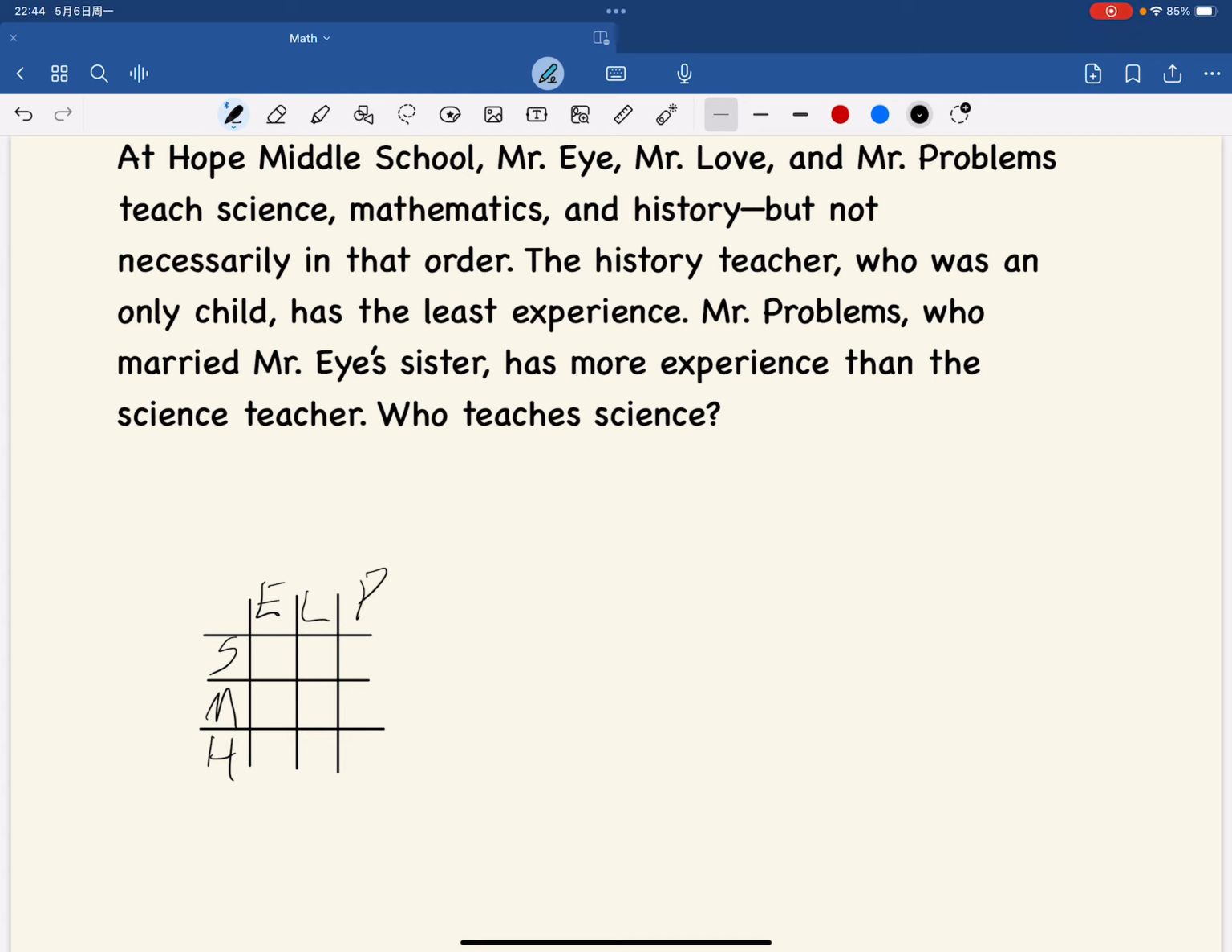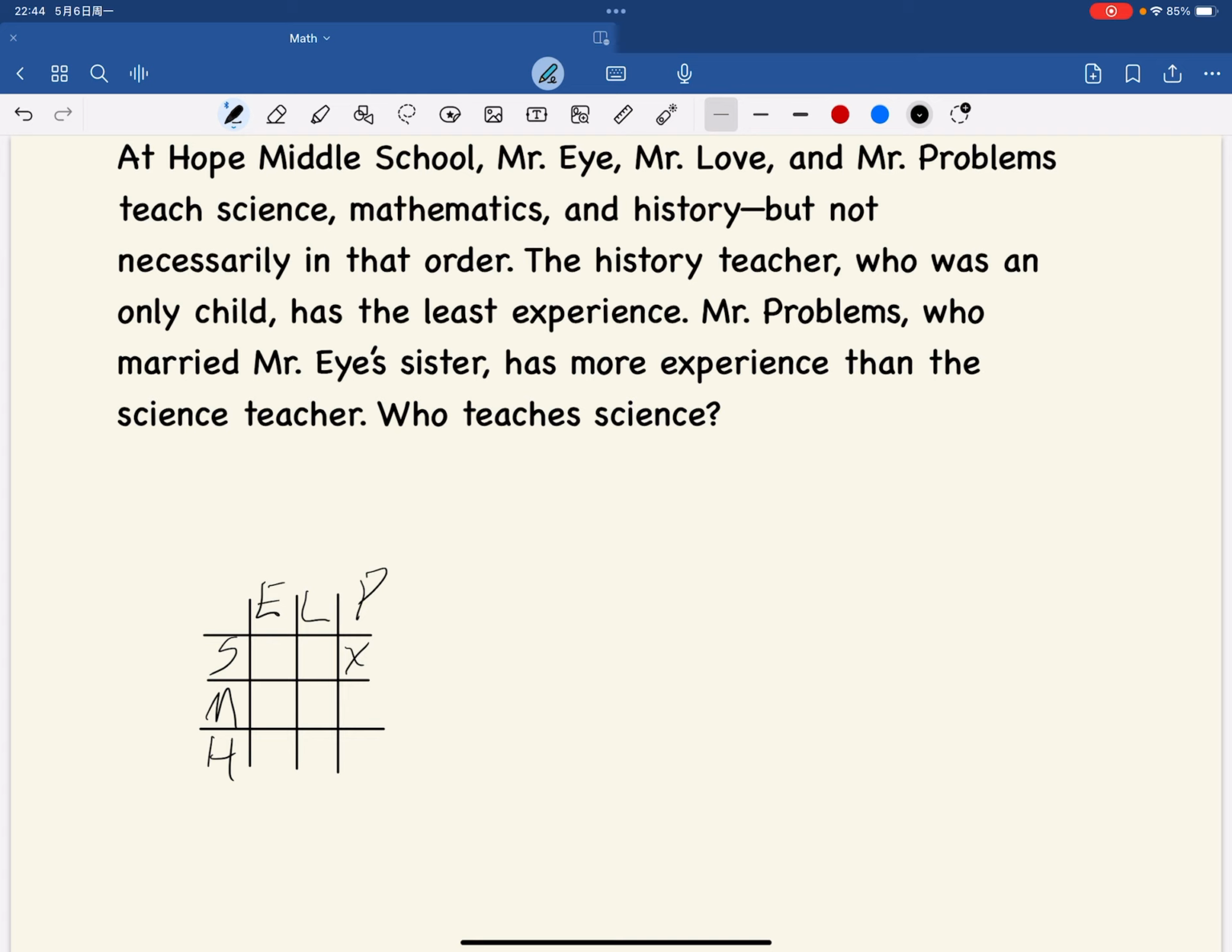So now we read the second clue. Mr. Problems, who married Mr. I's sister, has more experience than the science teacher. That was more helpful than the first one, since it said Mr. Problems has more experience than the science teacher. And he can't have more experience than himself, so that means he's not the science teacher. So we cross it out here on the science teacher.